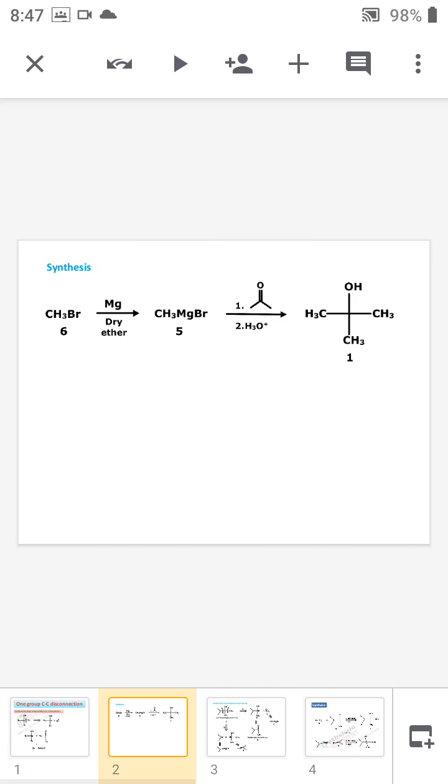Next we are moving into the synthesis. See here, CH3Br reacts with Mg in the presence of dry ether. We will get a Grignard reagent. After that, the Grignard reagent reacts with ketone and then water. We will get the tertiary alcohol.